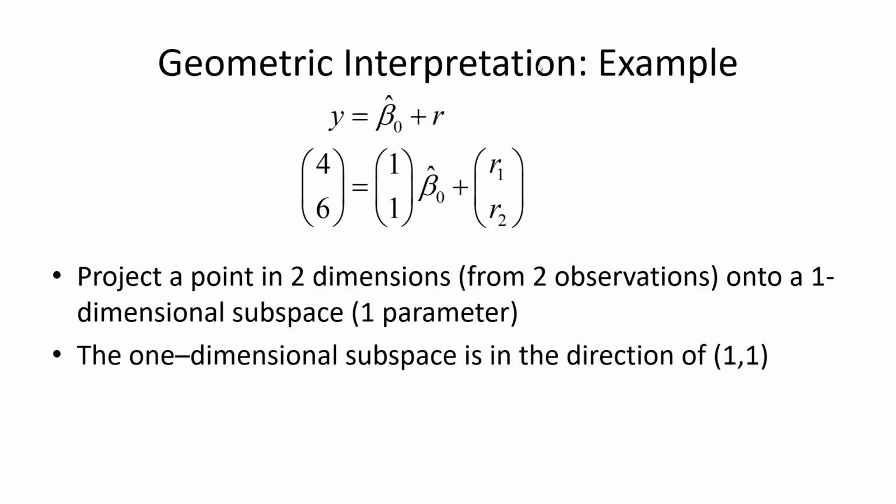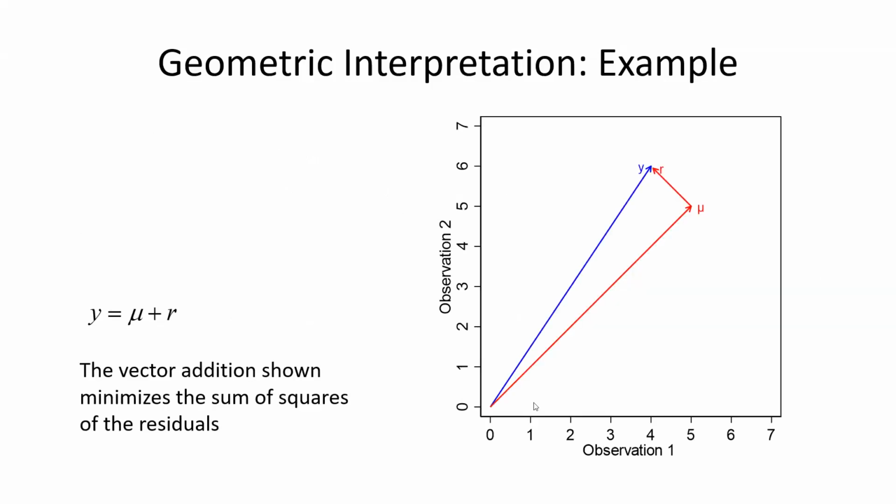Putting that into the equation, we have 4 and 6, and then we have the vector 1, 1, corresponding to the intercept, times beta 0 plus the residual. We're looking to project from the 2 dimensions into a 1-dimensional subspace, and we are allowed to walk alongside this vector 1, 1, so a multiple of this vector. What is this vector in the graph?